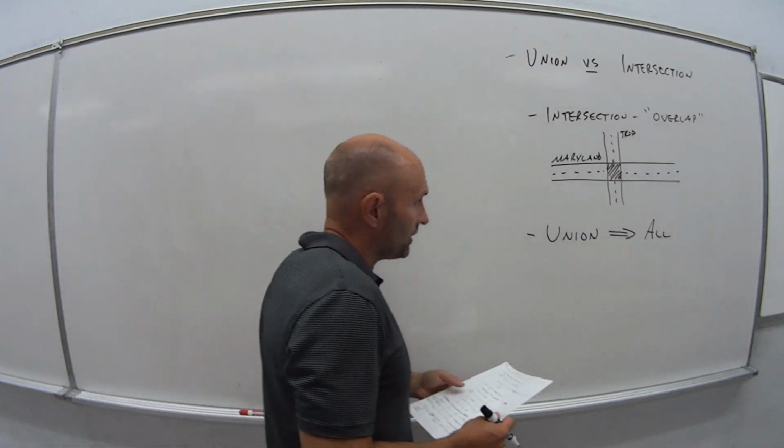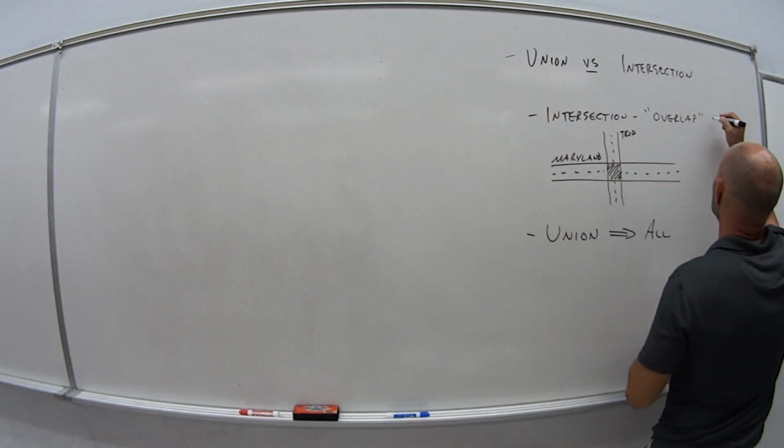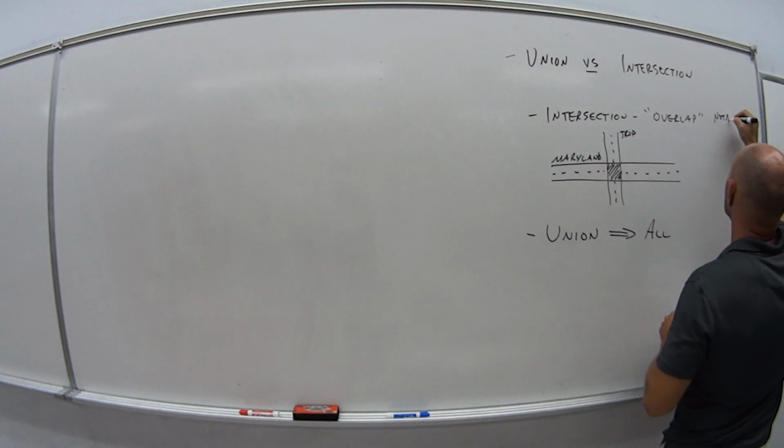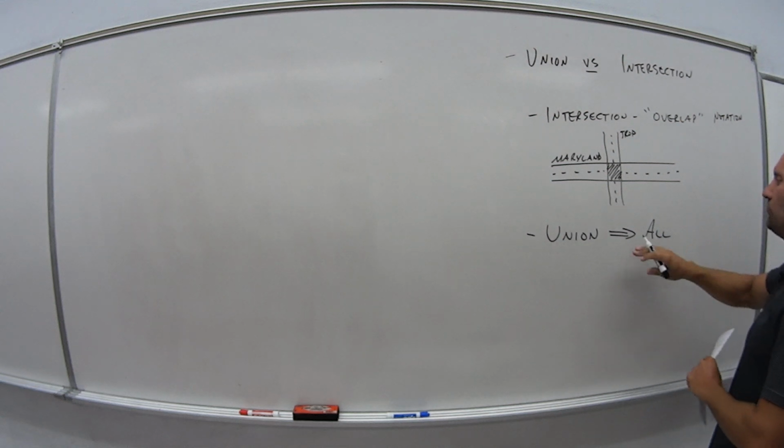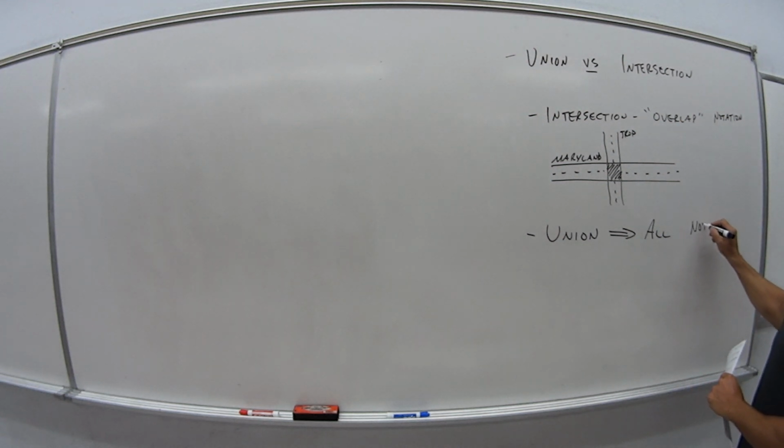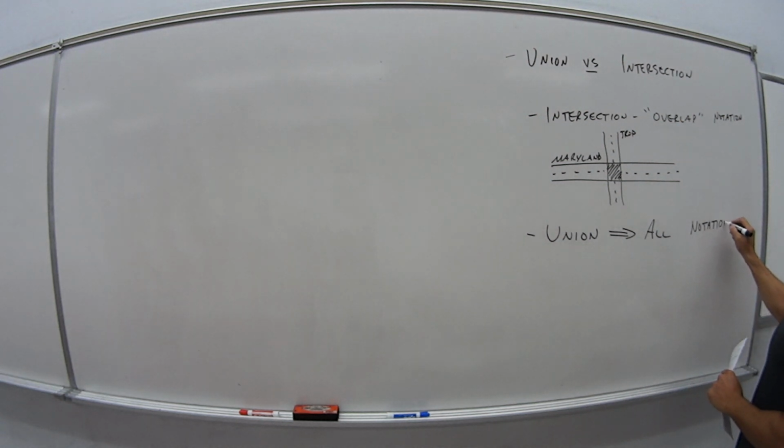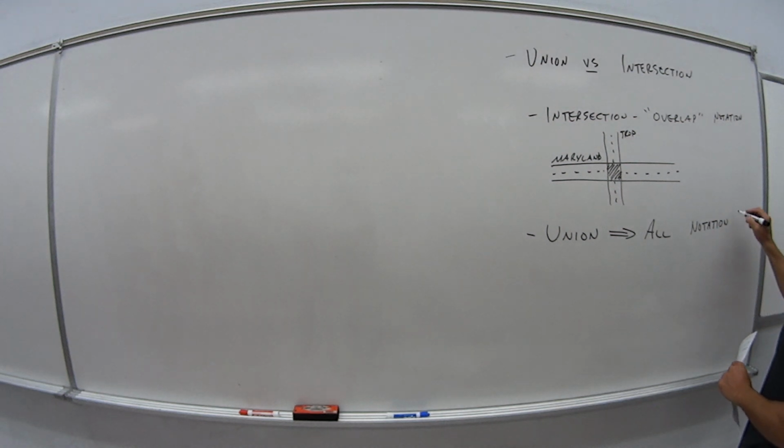Our notation for intersection, so let's do notation for union first, because the notation for union is a big U.